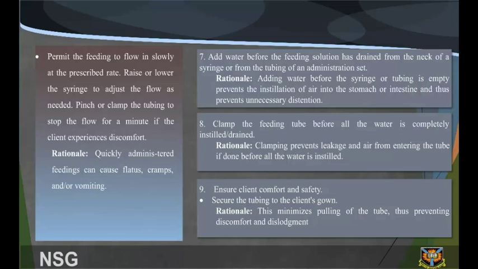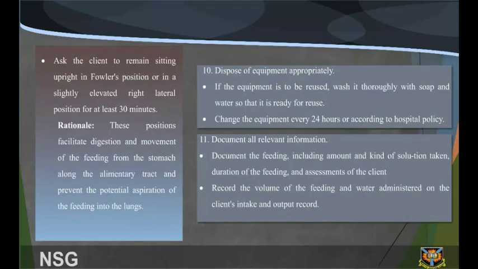Ensure client's comfort and safety. Secure the tubing to the client's gown. This minimizes pulling of the tubes, thus preventing discomfort and dislodgement. Ask the client to remain sitting upright in Fowler's position or in a slightly elevated right lateral position for at least 30 minutes. These positions facilitate digestion and movement of the feeding from the stomach along the alimentary tract and prevent the potential aspiration of the feeding into the lungs.